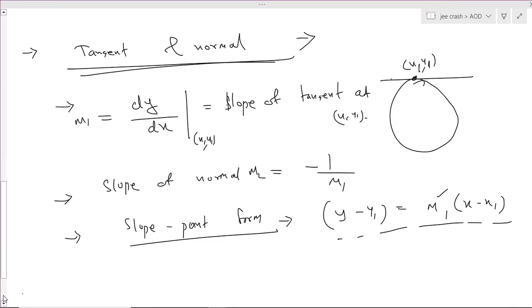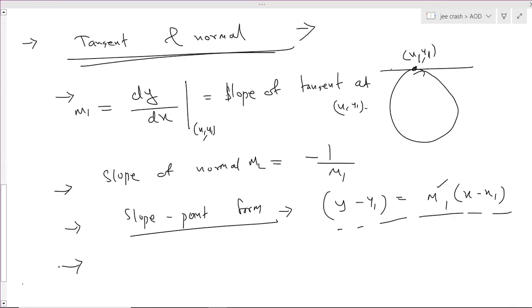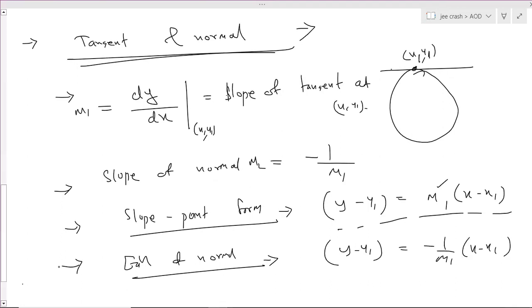So you can write it down also. If you have to find the equation of normal, what you can do is y minus y1 equals minus 1 upon m1 times x minus x1 at the point x1 comma y1. All right, this will be the normal. This is tangent. So please note it down.